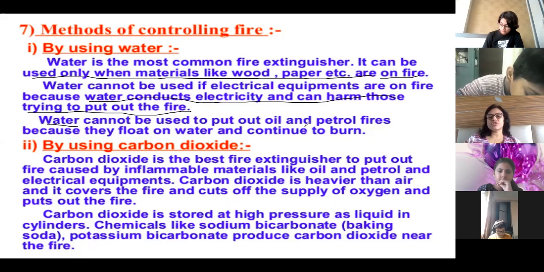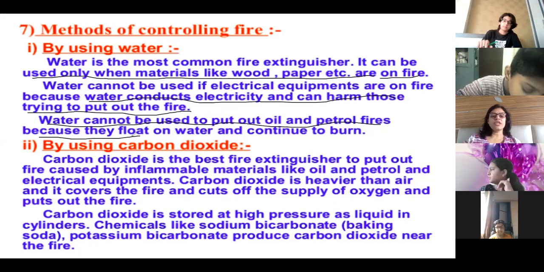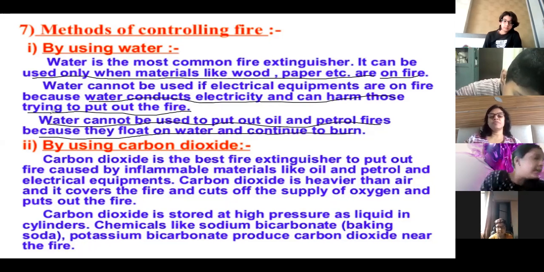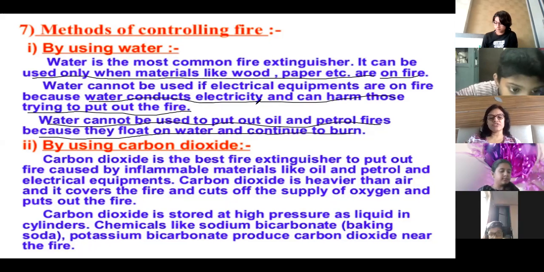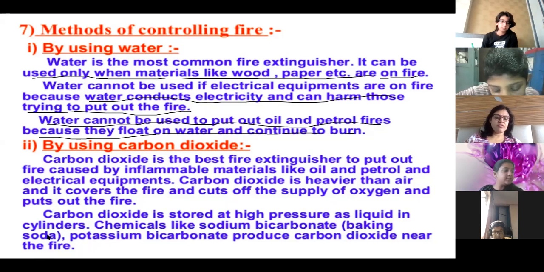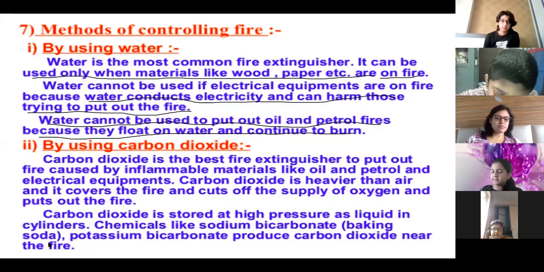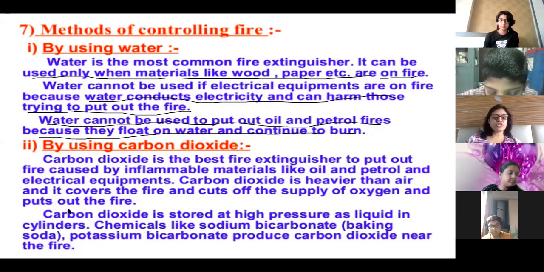Now you have to write in full. The reasons are asked why water cannot be used in controlling oil-based fires and electrical fires: because water is a good conductor of electricity, so it will harm the people trying to put out the fire. People will get electrocuted. Yes, the underlined portion you have to write.